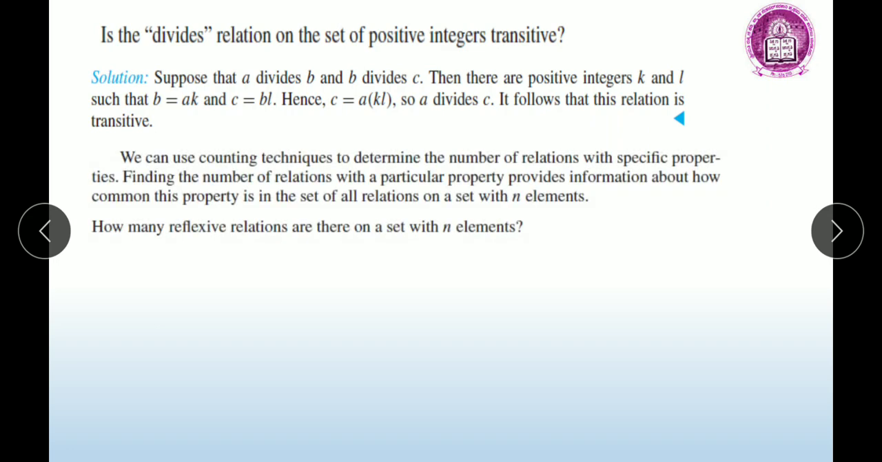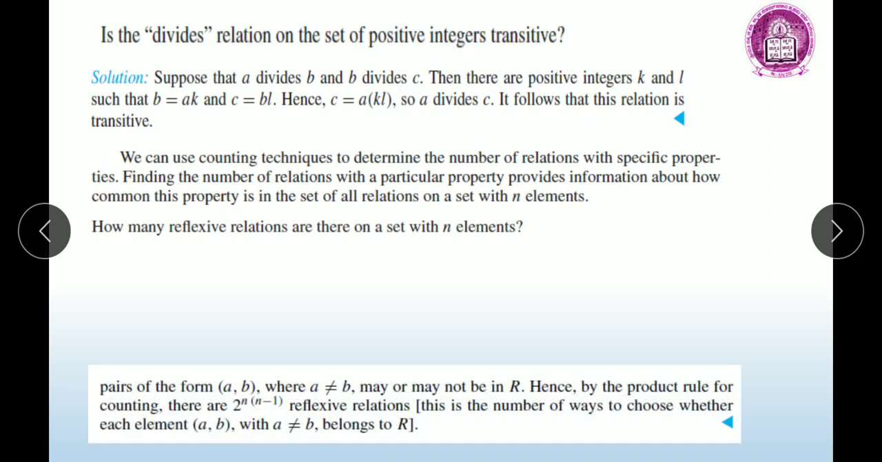We can use counting techniques to determine the number of relations with specific properties. Finding the number of relations with a particular property provides information about how common this property is in the set of all relations on a set with n elements. You already calculated that the number of relations possible is 2 to the power n square. Out of these 2 to the power n square relations, how many are reflexive? That's what we wanted to determine. For example, how many reflexive relations are there on a set with n elements? Again, you have to use counting principles here.